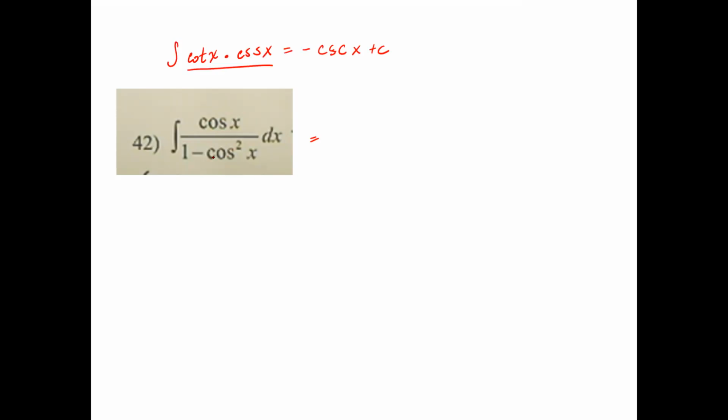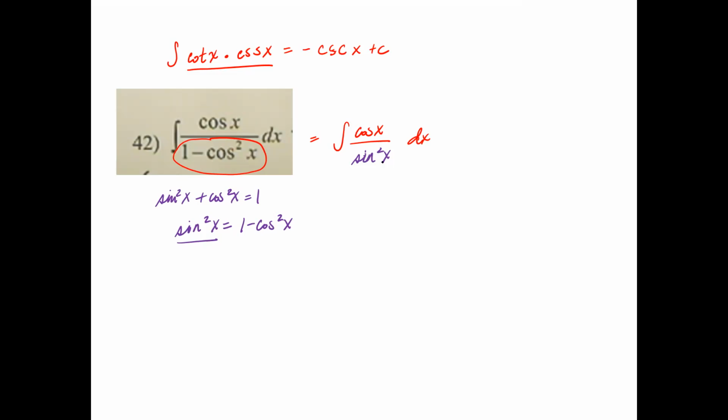So my goal right now is to rewrite this so that I have cotangent x, cosecant x. First, I can write an integration of cosine x. Back in trigonometry, you know that sine squared x plus cosine squared x equals 1. If I move the cosine squared x over to the right side, sine squared x equals 1 minus cosine squared x. So I'm going to rewrite the denominator, replacing the 1 minus cosine squared x with sine squared x.